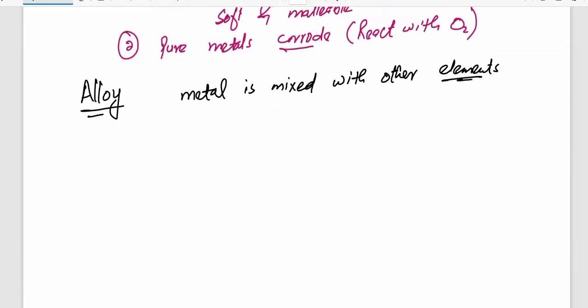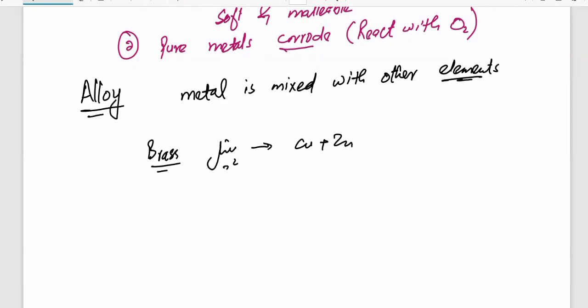Here is an example: brass. Brass in Urdu is known as पीतल, we call it पीतल, okay. It's made up of copper plus zinc, and it's stronger as compared to the individual metals from which it is made. This is a physical mixing. It doesn't mean that they react. It is a physical mixing of the metal with other elements.